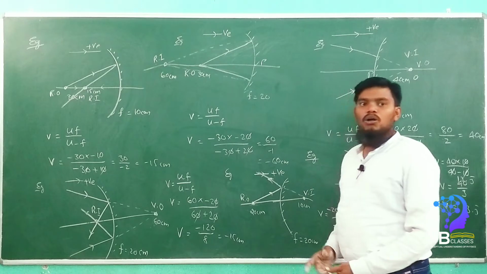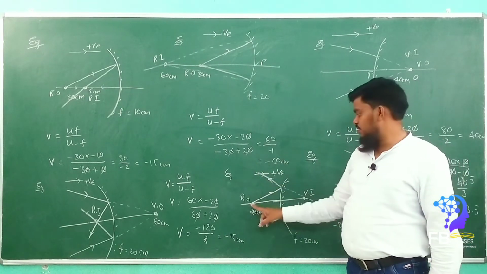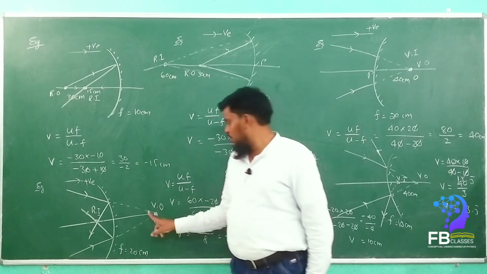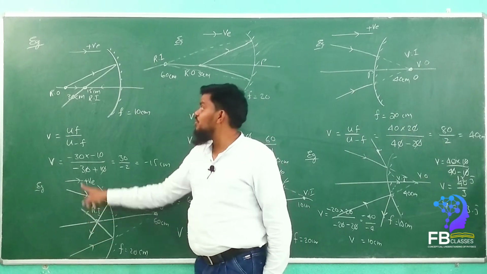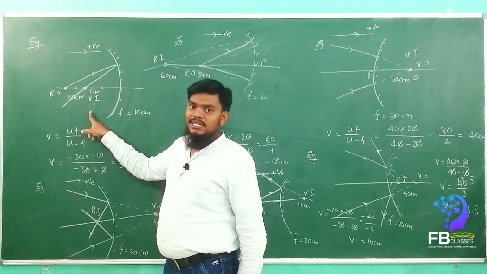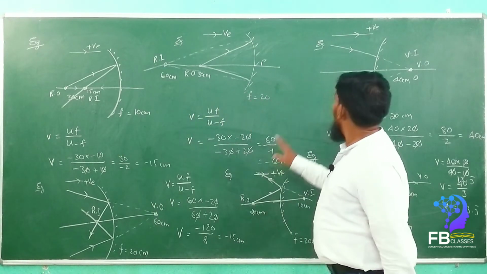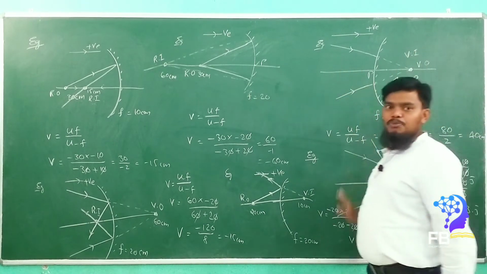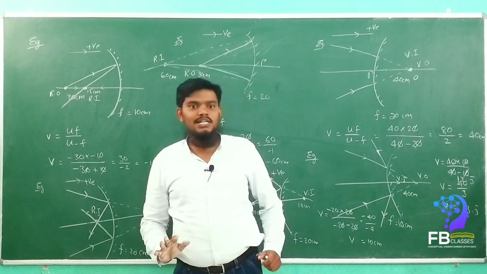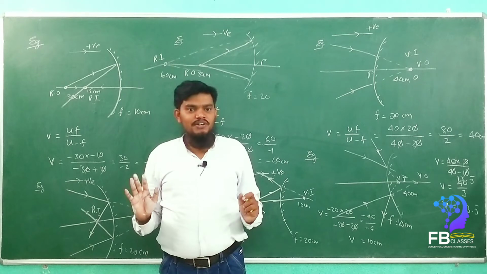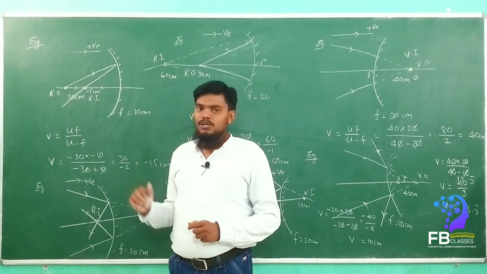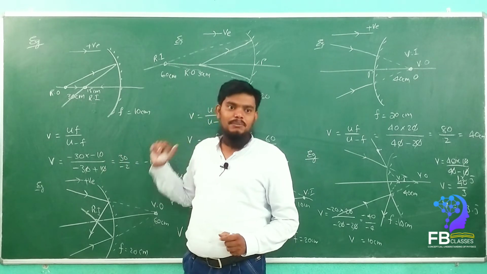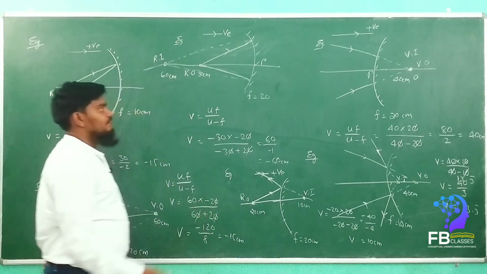All the types of problems we solved: real object, virtual image; virtual object, real image; real object, real image; and here, virtual object, virtual image. All the types of problems we did here. Do you understand, everyone? Yes, sir. So can you please make a note of it? Then we can go for the interpretation of all these examples.